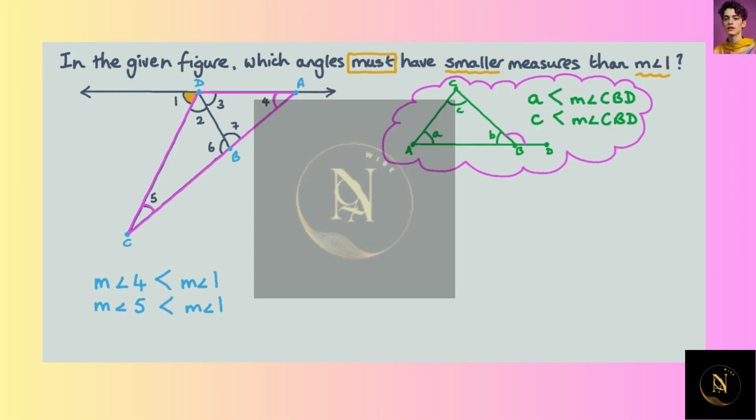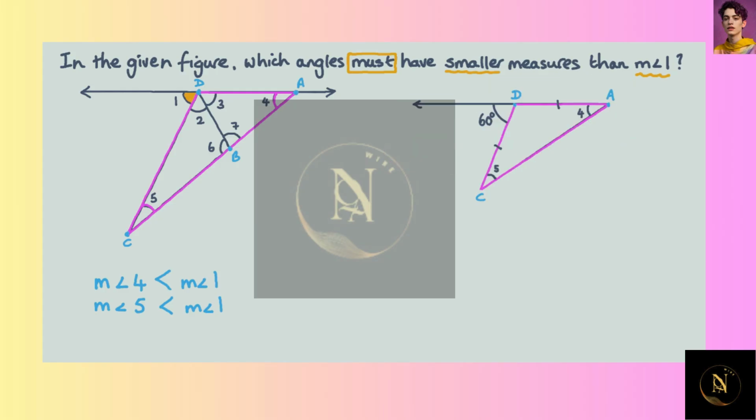Now we need to pay careful attention to the wording of the question at this point. Note that the question asks which angles must have smaller measures than that of angle 1. So far we've demonstrated that this is true of angles 4 and 5, and we can show via an example that the remaining angles may not necessarily in certain circumstances have a measure smaller than that of angle 1.